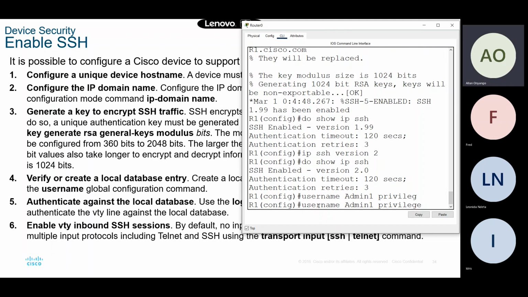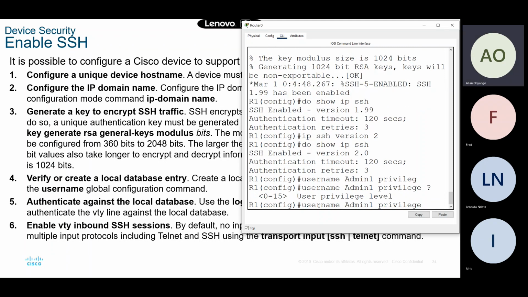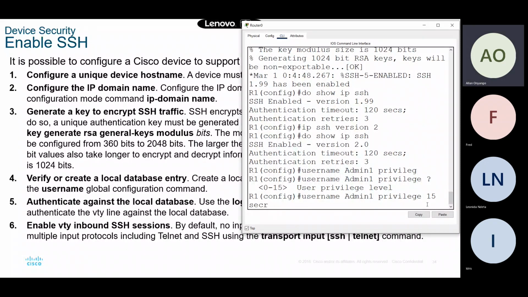The highest privilege is 15, and the lowest, you can even see it here, privileges range from 0 to 15. The lowest privilege is 0. So the person with privilege 15 has more rights than the person with privilege 0. So we give this person privilege 15, and then you say secret. Secret is actually the password. Username admin 1, privilege 15. Secret is now the password.